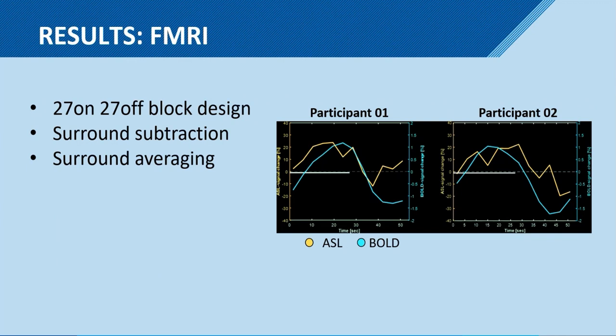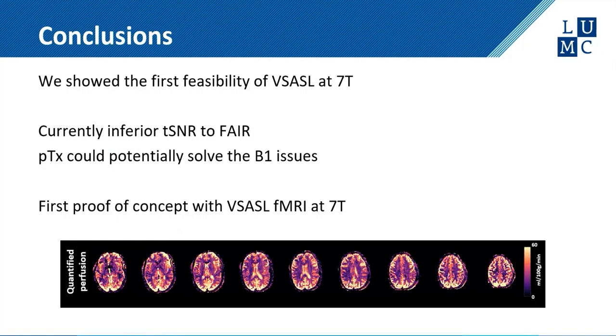So we did an fMRI experiment in 2 participants, a flickering checkerboard, 27 seconds on, 20 seconds off, using surround subtraction and surround averaging to get the ASL weighted fMRI signal and the BOLD fMRI signal. And you can clearly see that we are sensitive to the hemodynamic response function, but SNR is still low. So we keep optimizing this by improving the background suppression and switching to parallel transmit to be able to do functional MRI using velocity selective ASL, to be more specific to neuronal activity than, for example, the BOLD signal.